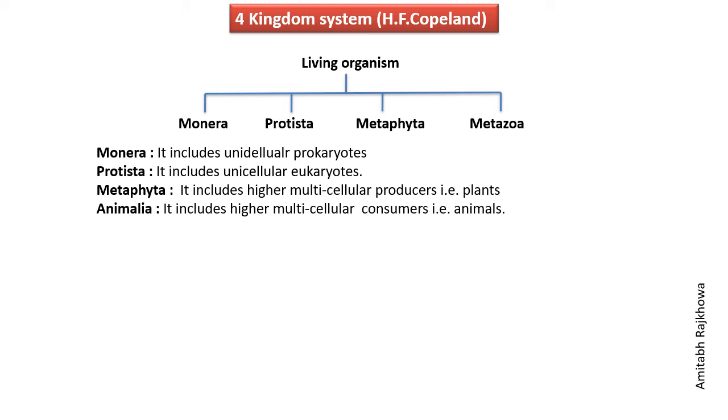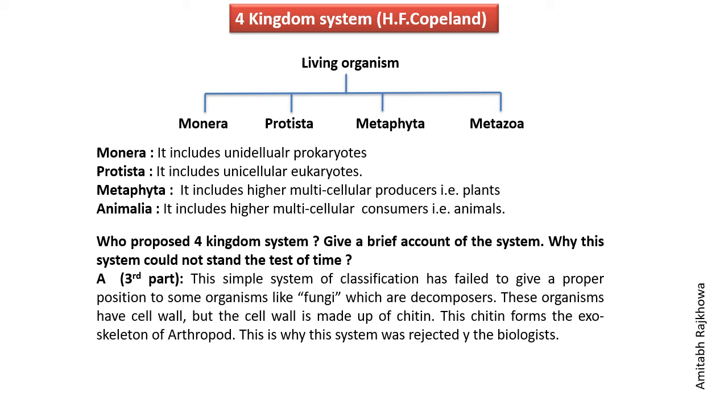Metaphyta. Meta means multicellular, phyton, which is a Greek word, means producer. We can say that Metaphyta includes multicellular producers, that is higher plants. Similarly, in Metazoa, higher animals are included. Here, meta means multicellular, zoan, which is a Greek word, means animals. This system has its own drawbacks.